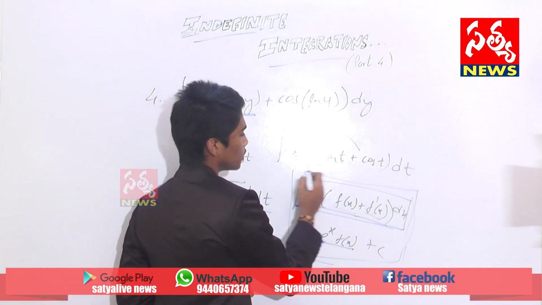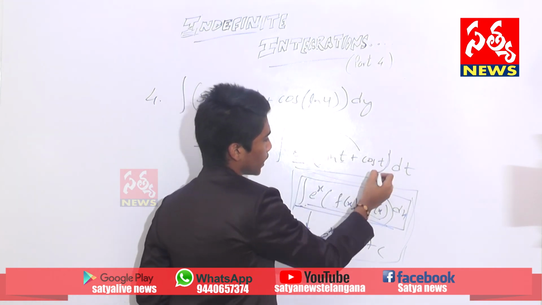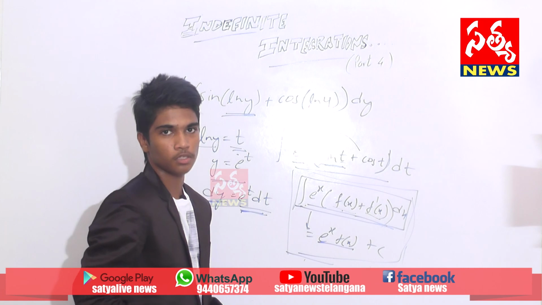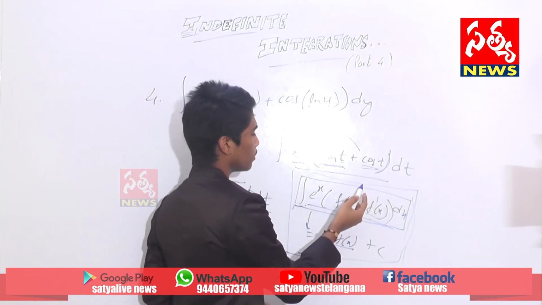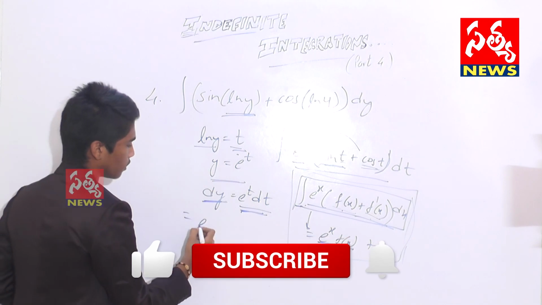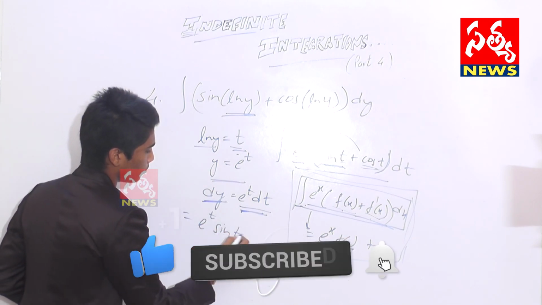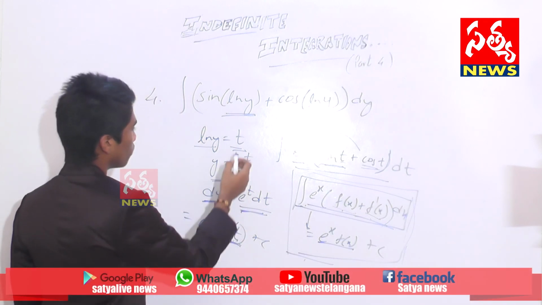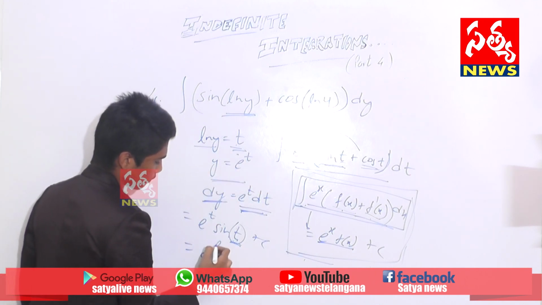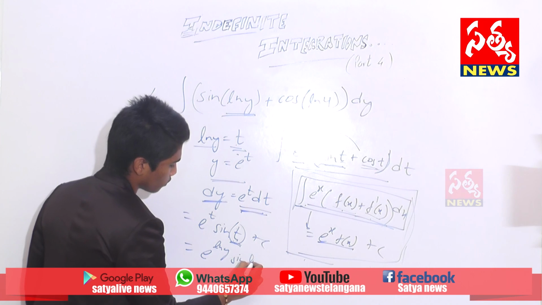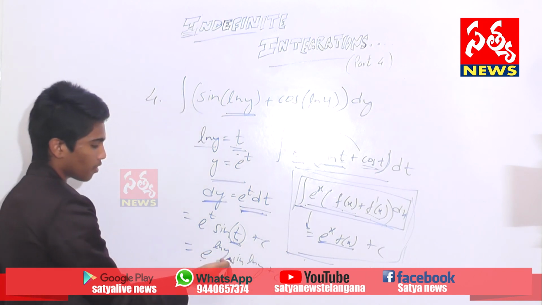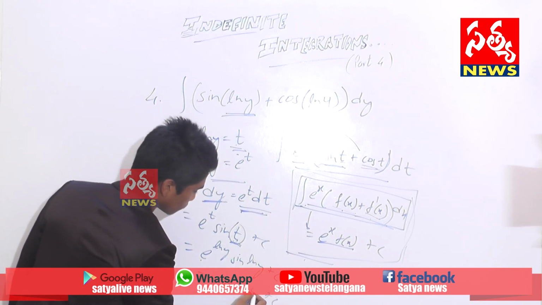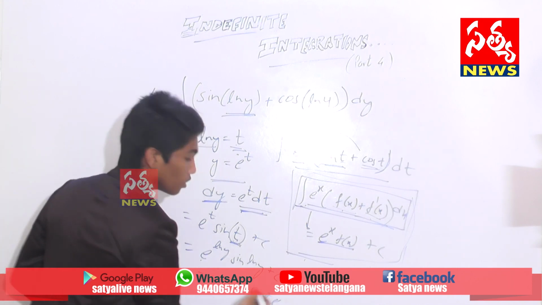Same as this. See here, e power t into sin t plus cos t. If we assume sin t as f of t, its derivative cos t is present in the same bracket, so the final answer would be e power t into sin t plus c. Again substituting t: what is t? t is ln y, so e power ln y into sin of ln y. E power ln y becomes y, so y into sin ln y plus c. Okay, and this is the answer.